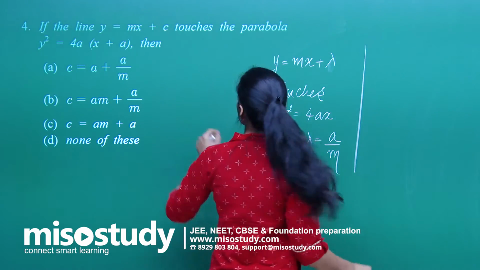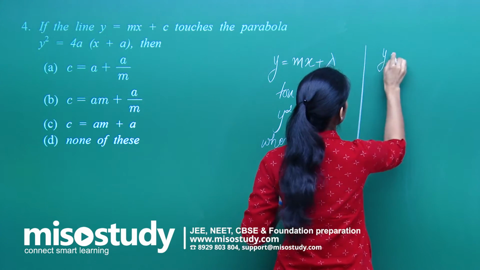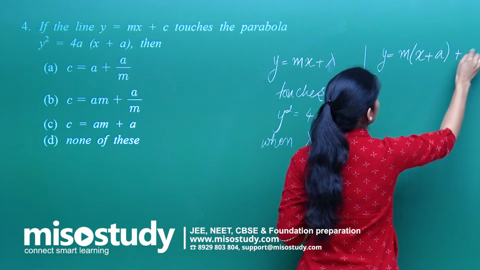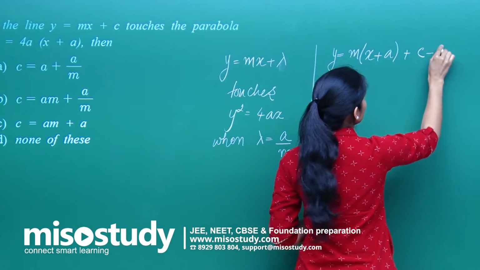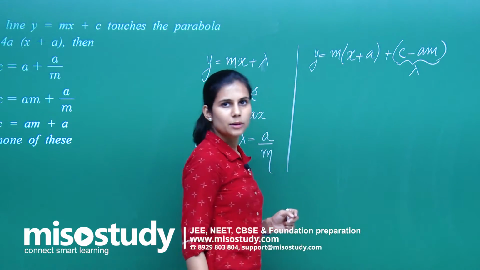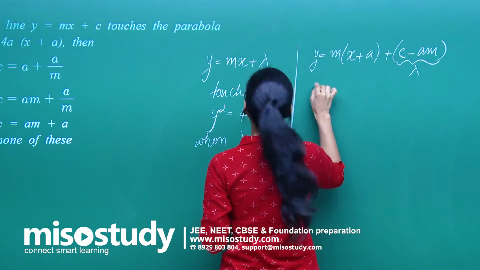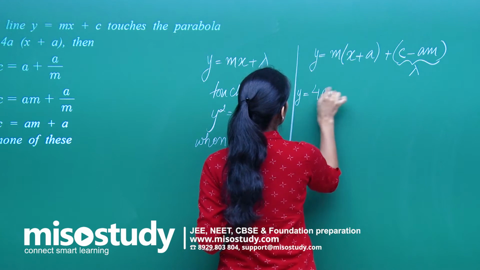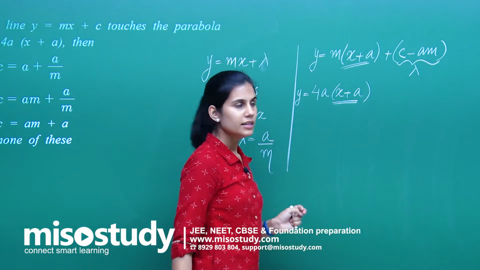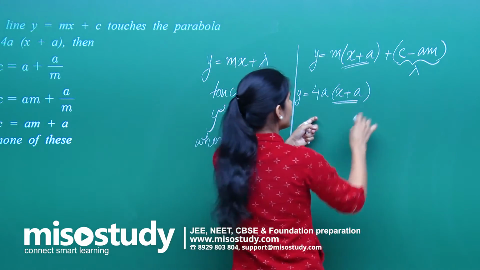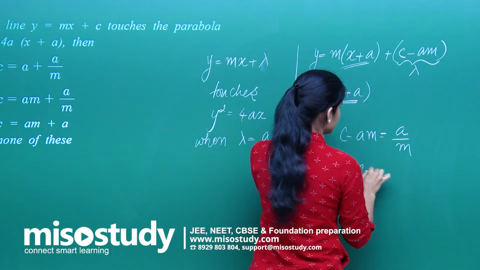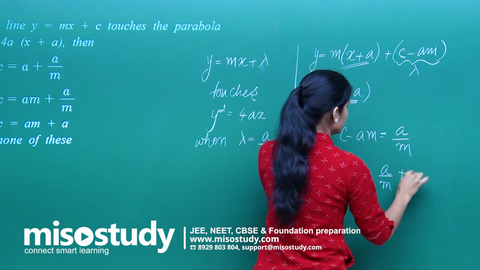Similarly over here I can manipulate the equation of this particular line. It can be written as y equals m of (x plus a) plus c. Now a into m is extra, so I remove that. So this is playing basically the role of my lambda, because the equation of the parabola is 4a(x plus a). This line is going to touch this parabola when lambda will be equal to a by m, that is c will be equal to a by m plus am.